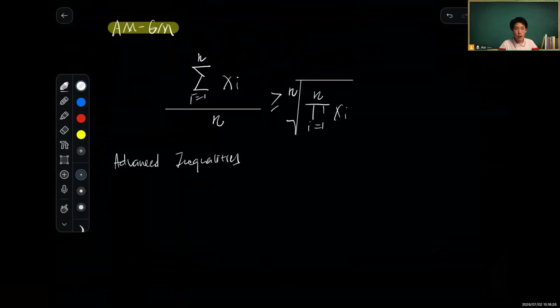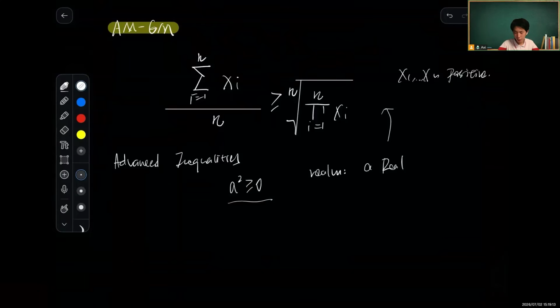What is inequalities in this case referring to? It is something that is always true, given a realm of definition. For instance, for a squared is greater than 0, we give the realm that a is real. Then this thing always holds true. Similarly, in this case above here, the constraints are that x1 to xn must be positive. Or you can also include one of those values. It can be 0, but when it is 0, it is degenerate because the right side is 0 and the left side is positive. Now, let's dive into how mathematicians first discovered this and why it is true.